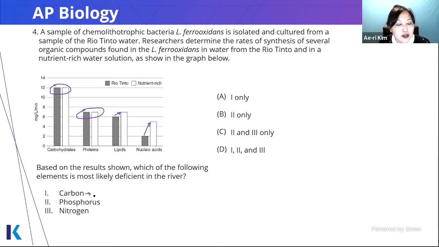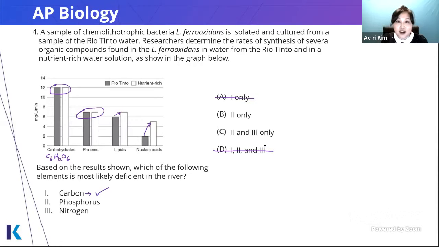And so if carbon was deficient in the Rio Tinto River versus a nutrient-rich river, would I see the same pattern? Well, remember, if you think about carbon, which is C6H12O6, if I had not enough carbon in my Rio Tinto, I'm fairly certain I should see a difference in those two line values. And that's not what we're seeing. So carbon is okay. And therefore, take a look at what we can do. Get rid of Roman numeral 1 and answer choices A and D.